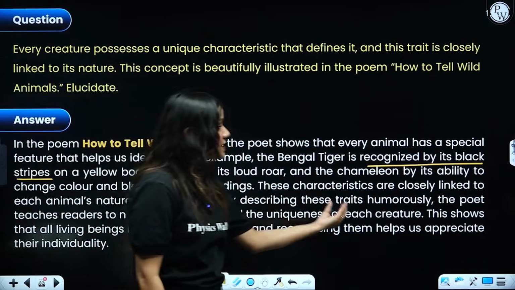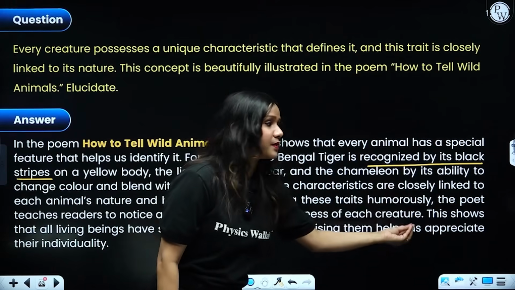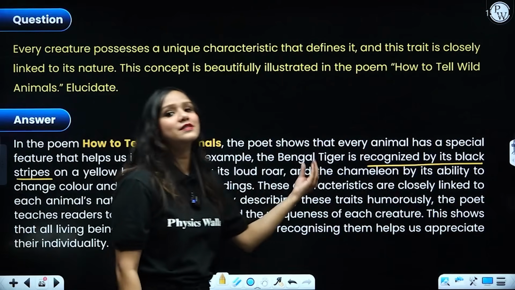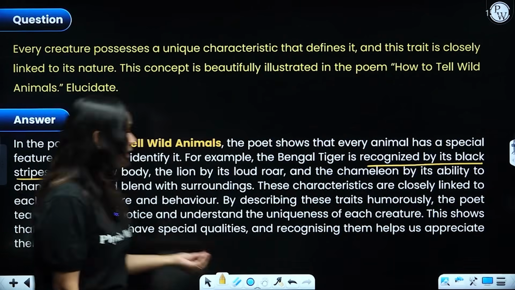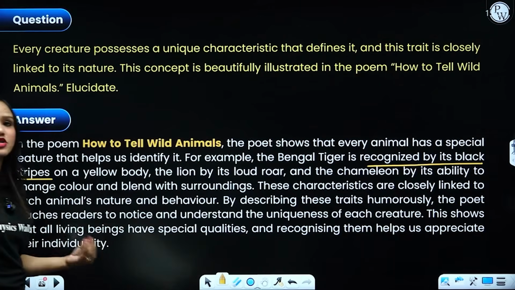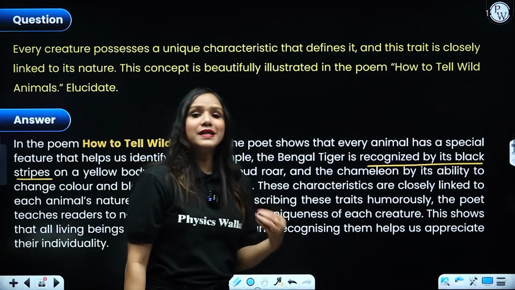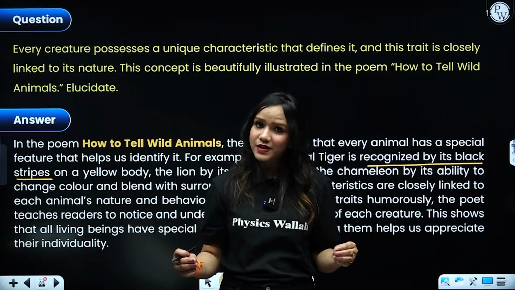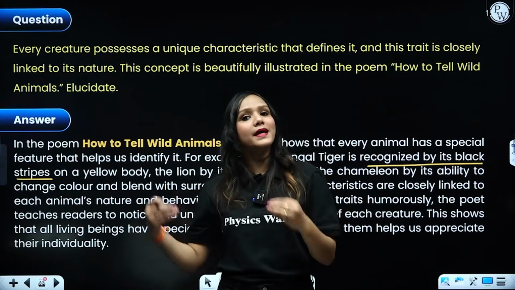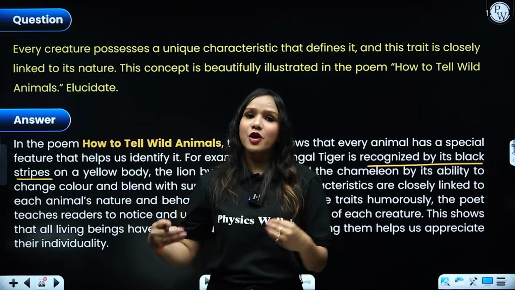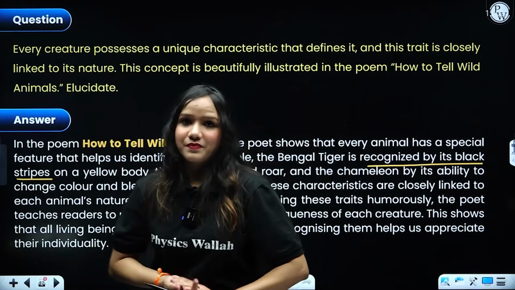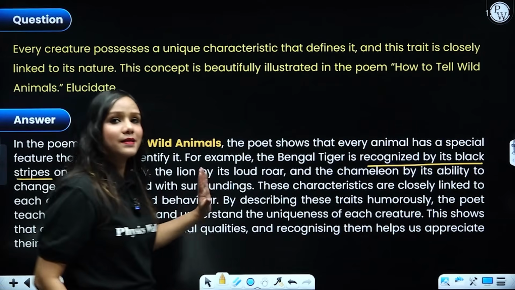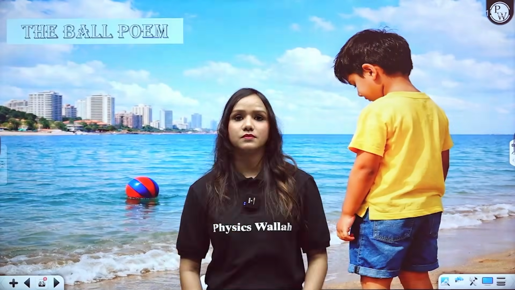By describing these traits humorously in a very light-hearted manner, the poet teaches readers to notice and understand the uniqueness of each and every creature, right? This shows that all living beings have special qualities, and every living being on this earth has peculiar, unique features, which makes one wild animal different from another, right? So this you should know. So I hope the poem is quite clear to you till this point of time.